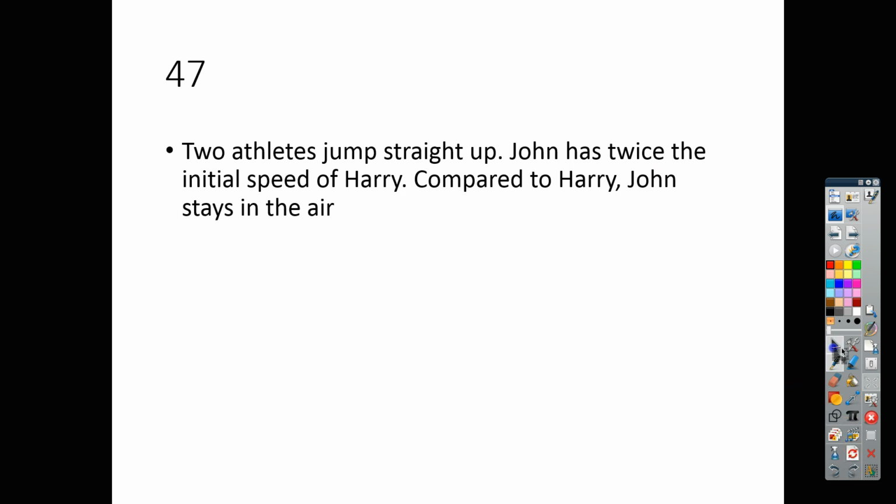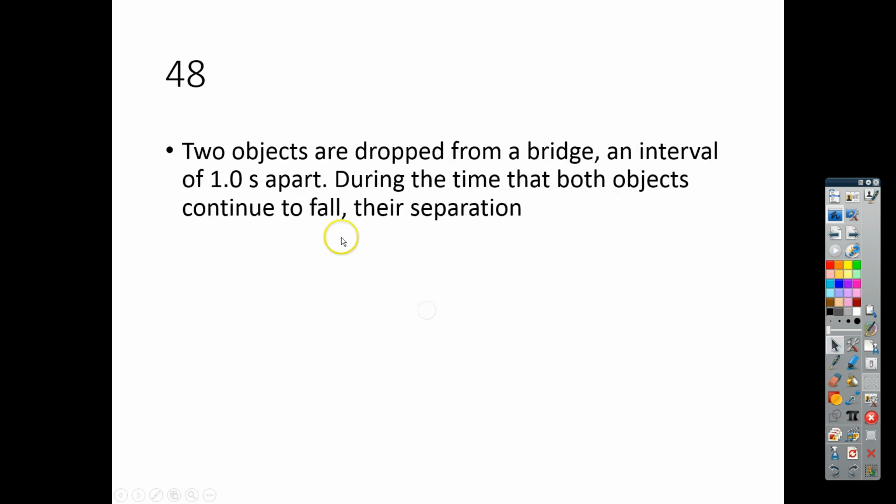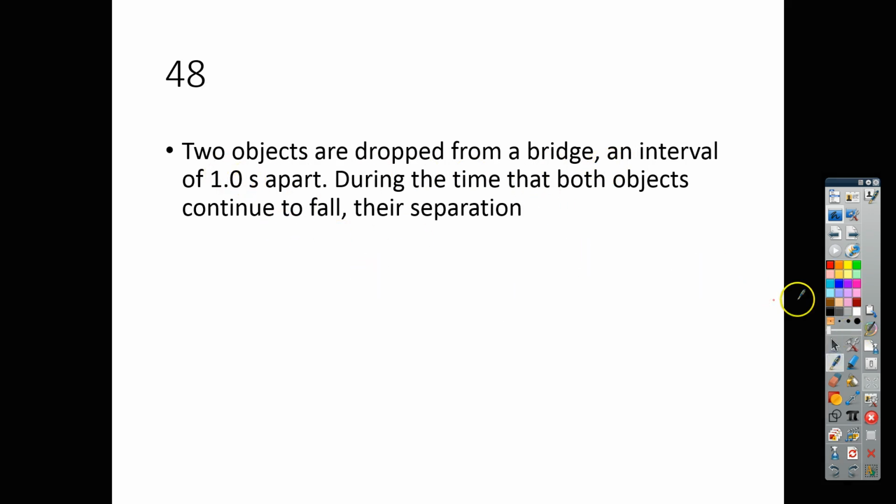For number 48, this one says 2 objects are dropped from a bridge at an interval of 1 second apart. During that time, both objects continue to fall. So let's do these 2 objects. Let's make a red ball and we will make a green ball. Let's say that we wait a second for this one to fall. So we're going to say this is what we see at 1 second. This one is also at 1 second.